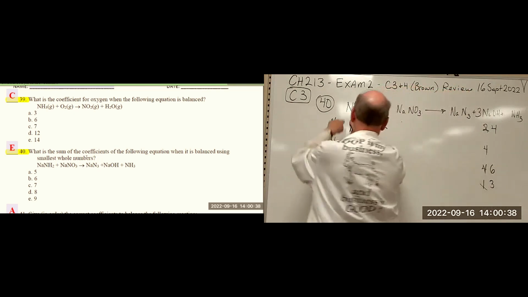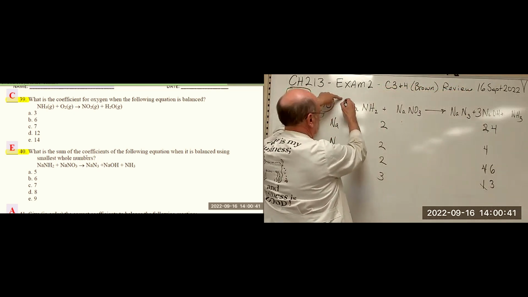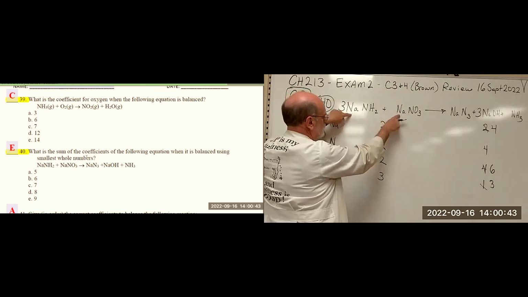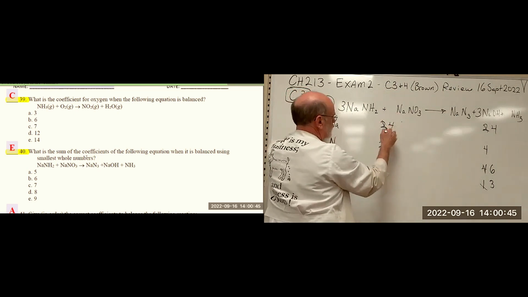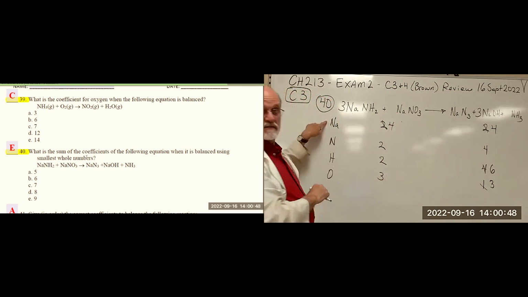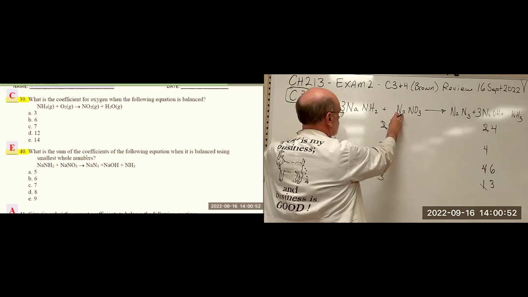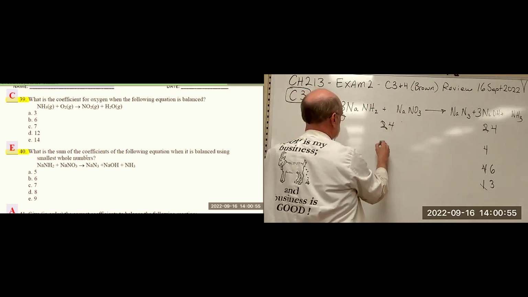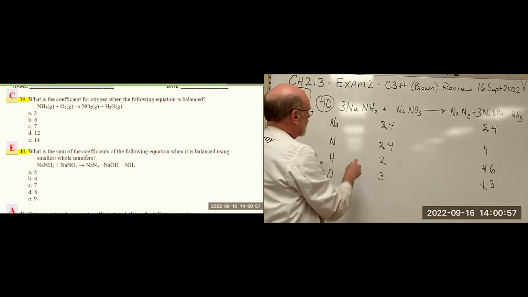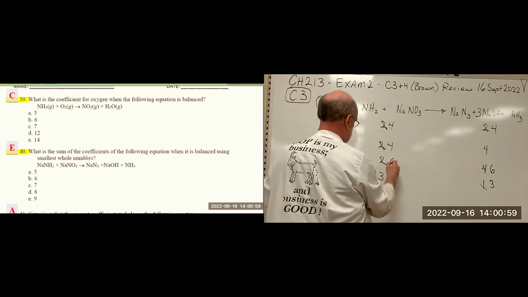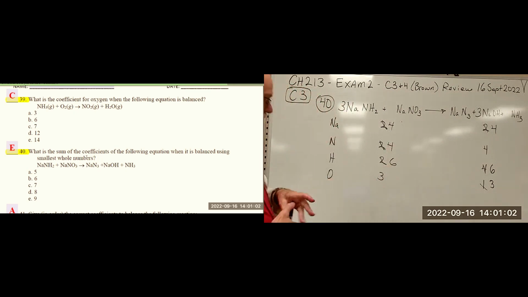So maybe we need to do 3 here, because that would give us 3 sodiums plus 1 is 4. But it wouldn't touch the oxygens. See? 3 nitrogens plus 1 is 4 nitrogens. And then hydrogens, 6 hydrogens. There we go. That was really not obvious, the best way to approach it. I can't give you a method. You just have to say, what if?